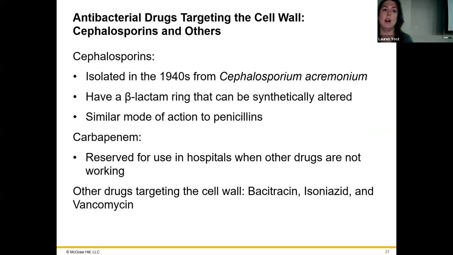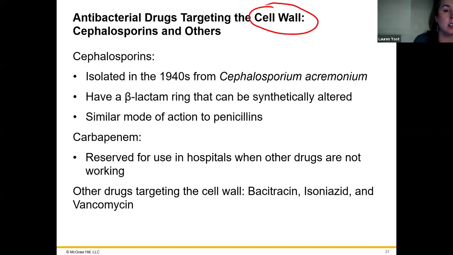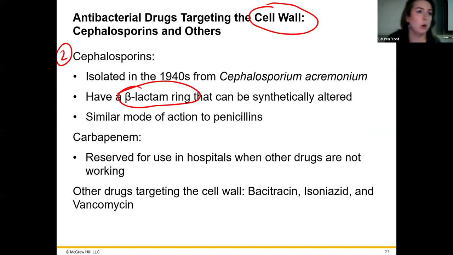All right. Next, still in the cell wall, after the penicillins, the second one is cephalosporins. They also have a beta-lactam ring, and that's pretty much all I'm going to say about them. Okay? They work similar to the penicillins, but they don't end in cillin. That's the difference here. Cephalosporins. Third, a pretty important one in medicine is carbapenems. Carbapenems also affect the cell wall. They don't have a beta-lactam ring. They are the last line of defense antibiotic.